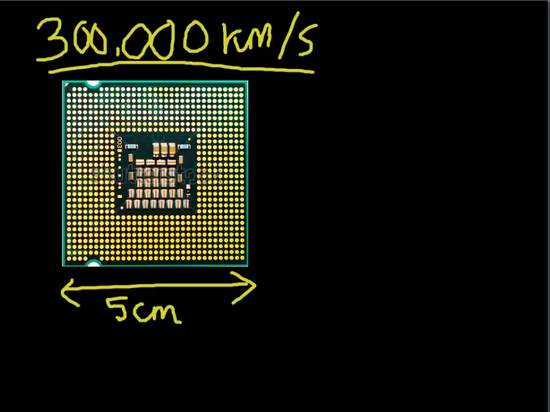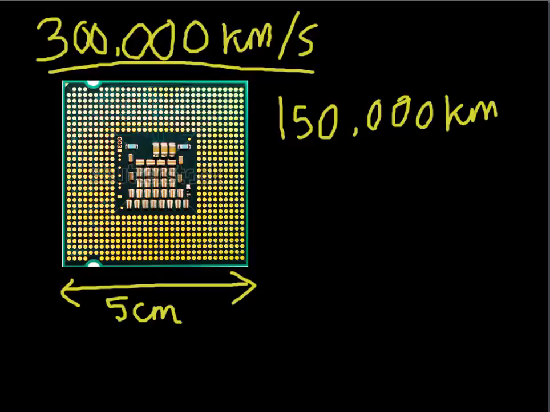And due to friction in wiring in computers and other things, let's just assume that this speed has been halved. So the new speed will be half of the previous speed, which is 150,000 kilometers per second, and it's only 5 centimeters distance that this electricity has to travel at this speed.